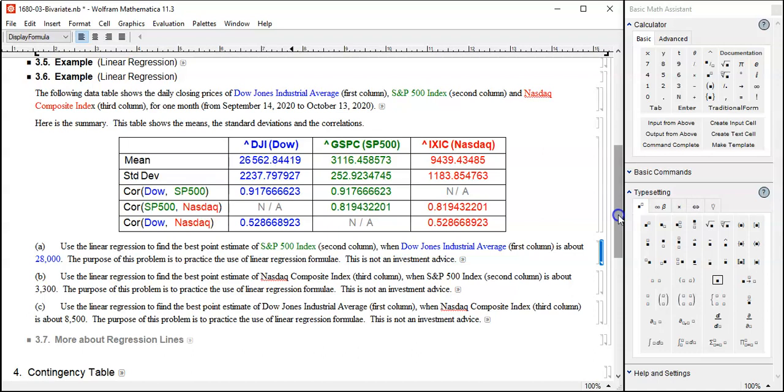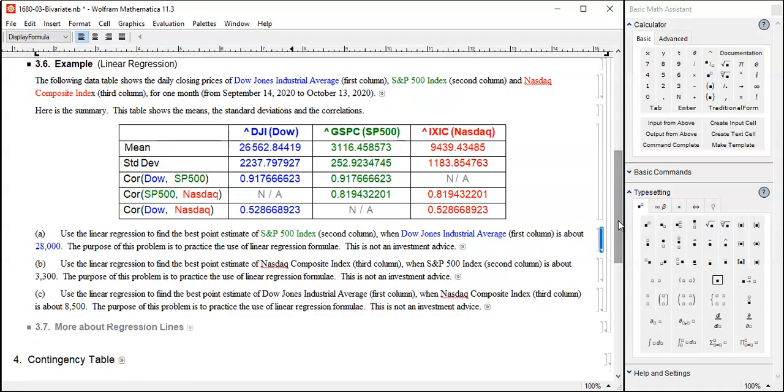One more time. Part B, use the linear regression to find the best point estimate of Nasdaq Composite Index, the third column. So that's what we want to find out, when S&P 500 index, the second, is about 3,300. So we know green, and we want to find out red.